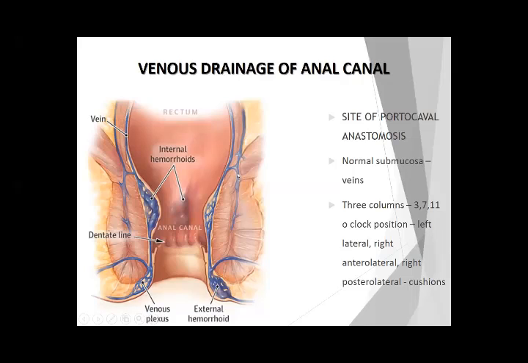Now, I hope you appreciate that this becomes the site of portocaval anastomosis. Nerve supply above the pectinate line comes from the autonomic inferior hypogastric plexus of nerves, sympathetic and parasympathetic. Below the line, it is the inferior rectal, which is a branch of the pudendal. So this is the importance of the line. Don't forget that lymphatic drainage above this line goes into the internal iliac, and below this line, the dentate line, goes into the superficial inguinal nodes.